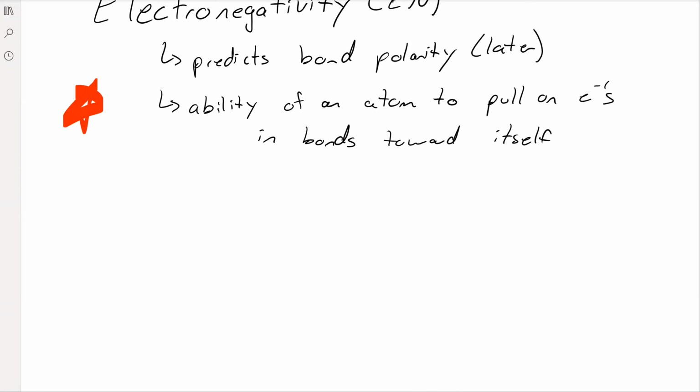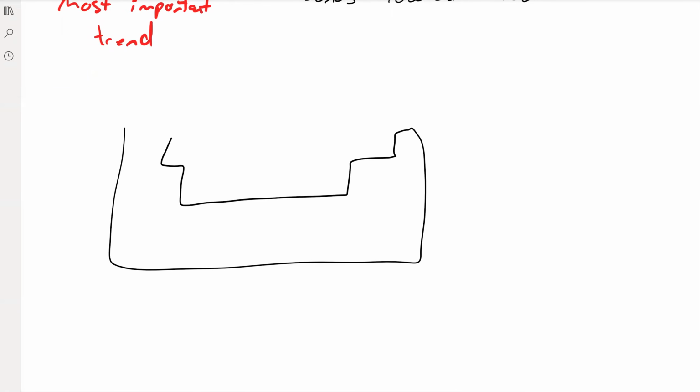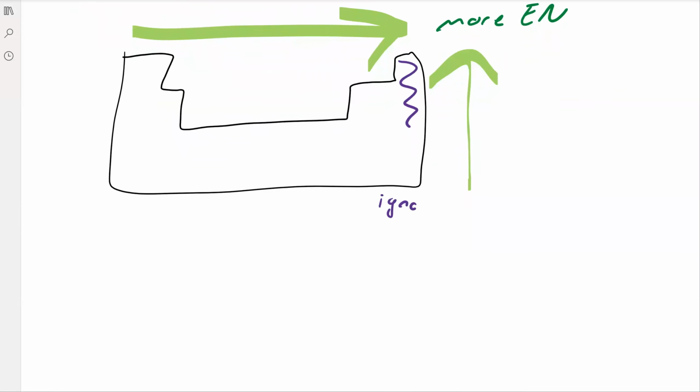Overall, I would say that this is the most important trend, in my opinion. So let's go take a look at the trend. So we've got our sketch of our periodic table, right? Not my best one, but whatever. As we go towards the upper right, we get more electronegative. With some small caveats, we generally ignore these noble gases. So they're not very electronegative. And the reason that we ignore them is that they rarely form bonds.